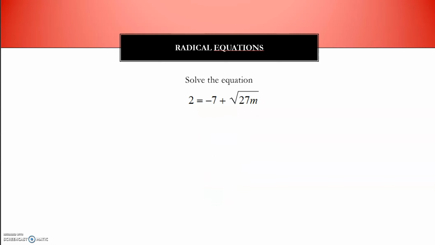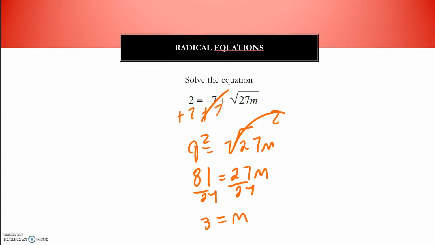Alright. I want you to try this one, so hit pause, and then hit play when you're done, and we'll go over the answer together. The answer here is 3 equals m. Same thing, I added 7 because that's the opposite of negative 7. Squared, then divided.